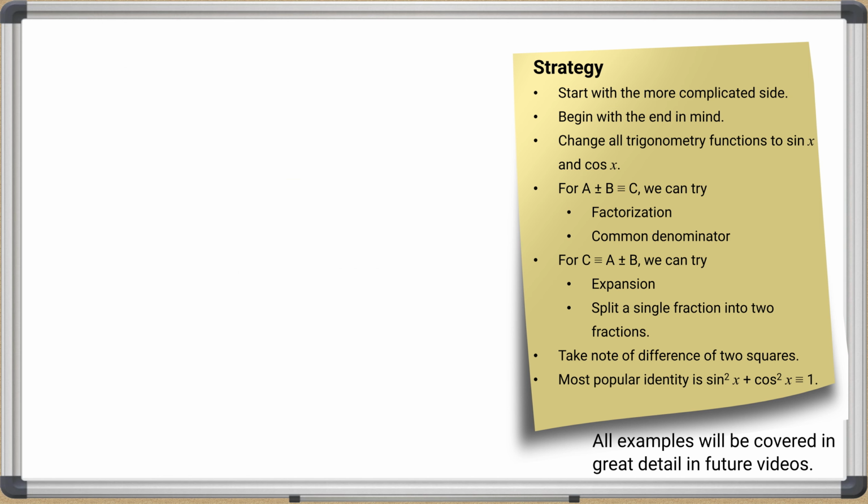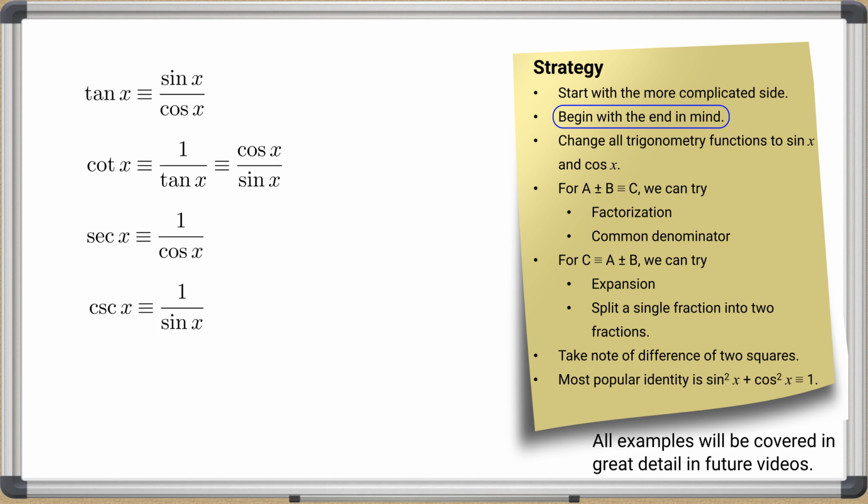Part 2. We begin with the end in mind. In our journey in proving trigonometric identities, we must not lose track of our final destination. This is especially true if we have tangent x, cotangent x, secant x or cosecant x on the less complicated side. Our final destination.